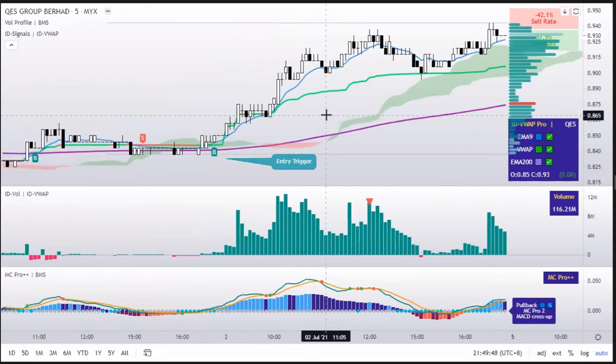Now this is ID VWAP. We are looking at a 5 minutes time frame. The purpose of this chart is for day trading. It's not swing trading, it's for short-term day trading. Every 5 minutes, a candle is printed on the chart like this. What you see here is an EMA 9 and a VWAP.